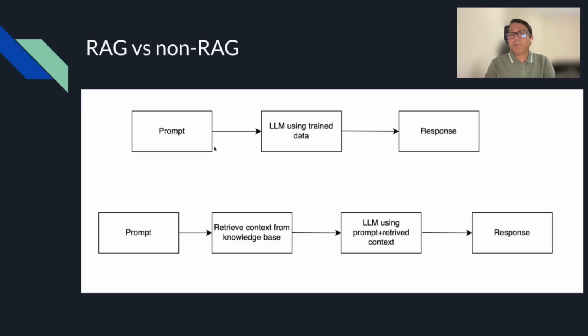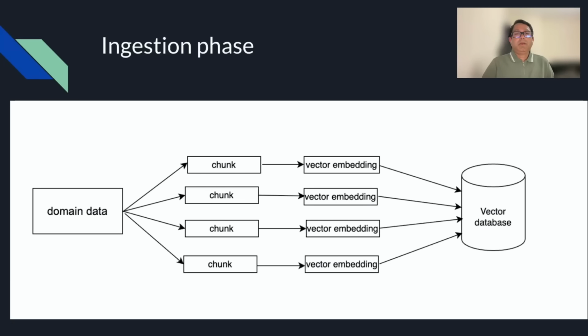Let's compare the two processes, one without RAG and one with RAG. Without RAG, LLM is just trying to produce a response using its trained data. With RAG, we'll first retrieve the relevant context from the knowledge base and then pass it to the LLM with the prompt. LLM will produce an accurate answer in this case. This is the high-level overview of RAG.